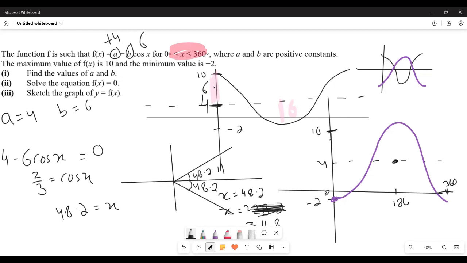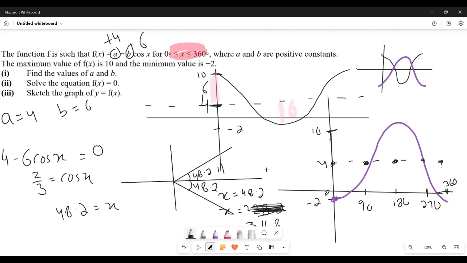So this should be it. This would be 90, and this would be 270. Remember, the markings that you make, the scaling that you do is on the x-axis and the y-axis, the original one, not the shifted one. If it was minus b cos plus a, it would still look the same, right? Yes. Okay.